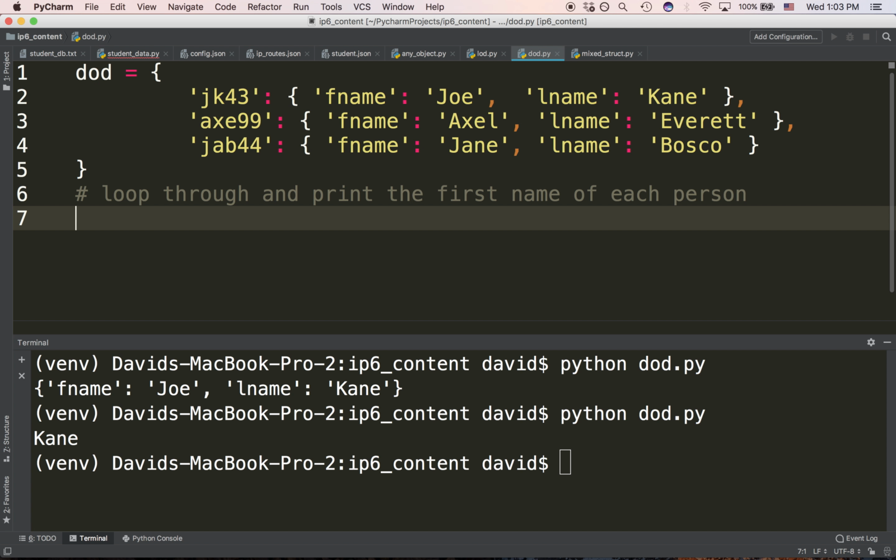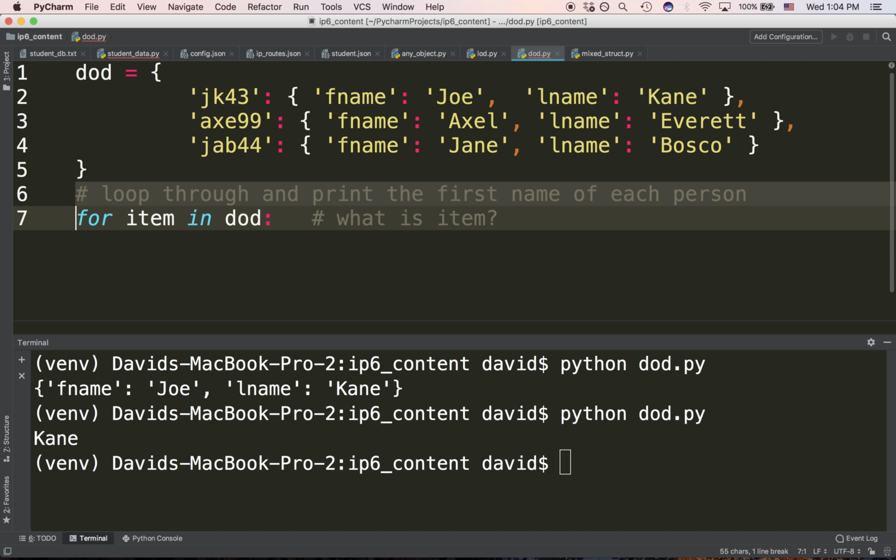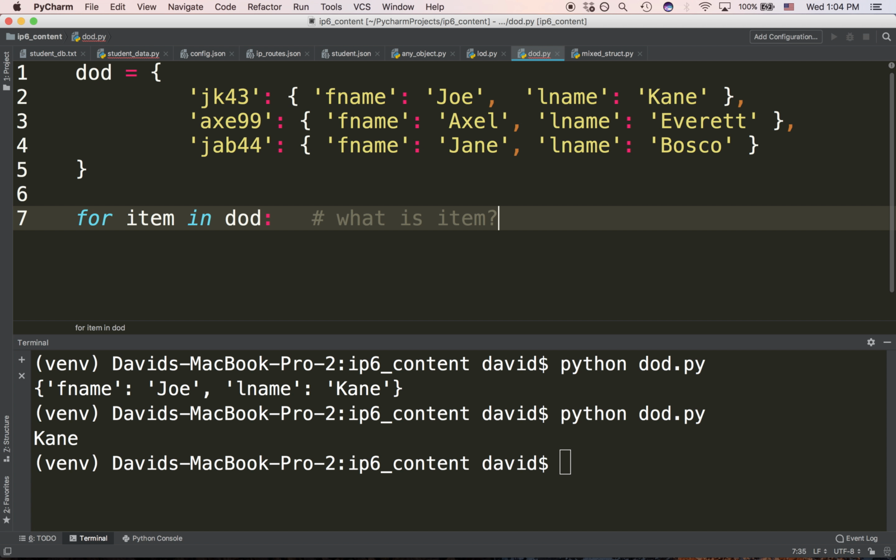But I'm going to leave you with this challenge right now, and we'll come back in a second and solve it. You need to print the first name of each person in the DOD by looping through DOD. Just remember, when you say for item in DOD, what is item? Don't answer too readily. Print it out and find out. What is item when you loop through a dictionary? Go ahead and print item out and see. I'll be back in just a moment to give you the answer.